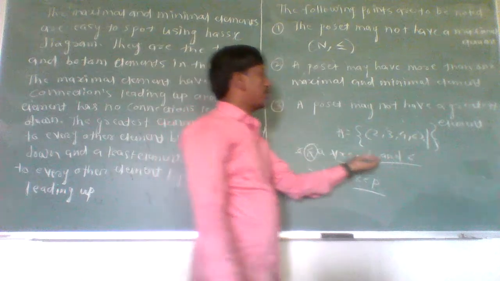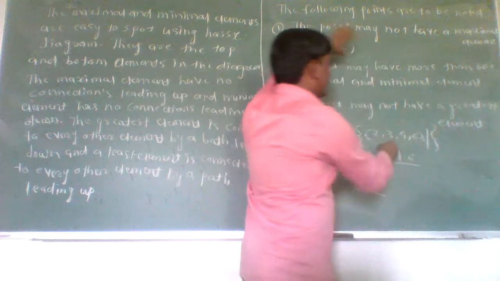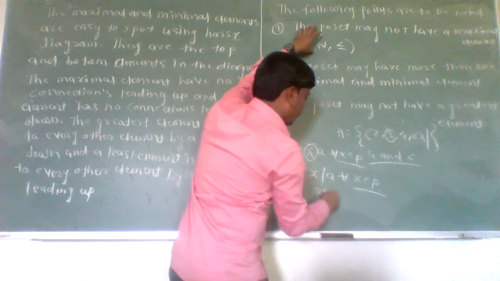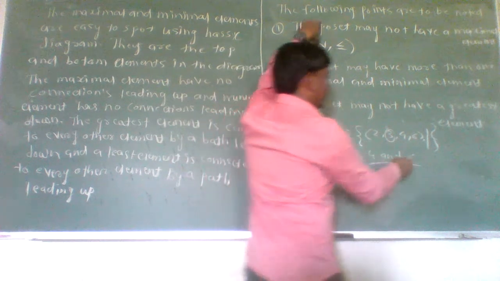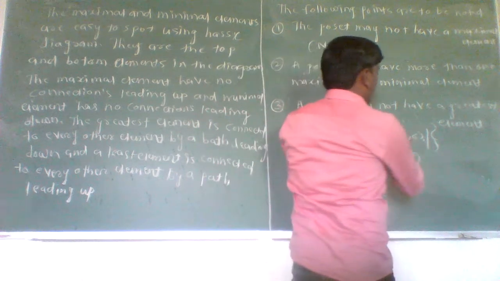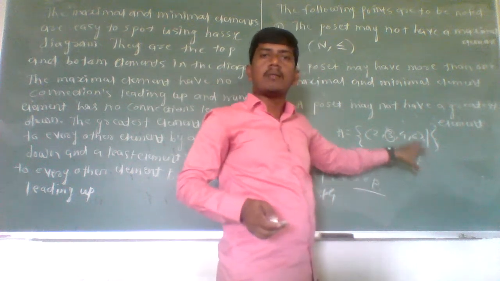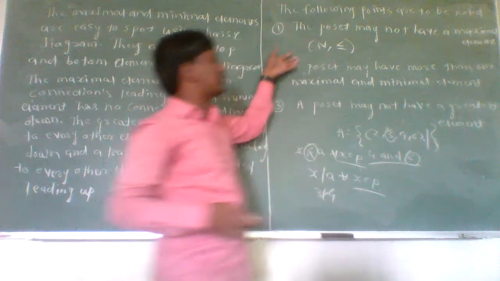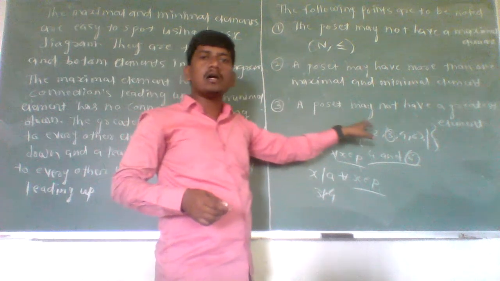So if we suppose 4 is the greatest element, but 3 does not divide 4, then 4 is not a greatest element. Now it remains to check whether 6 is a greatest element. Here, 2 and 3 divide 6, but 4 does not divide 6. Therefore, 6 is also not a greatest element. Therefore, there are some posets which have maximal and minimal elements, but may not have a least and greatest element. Okay.